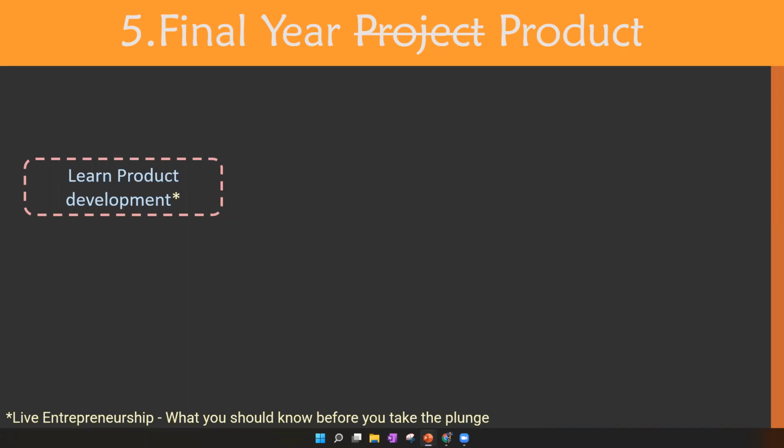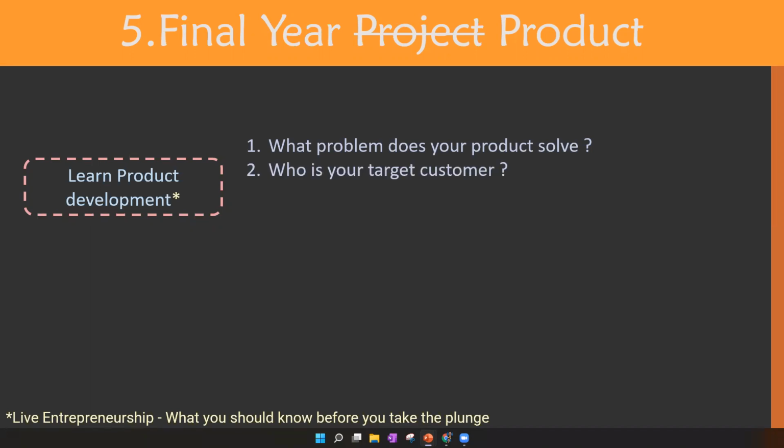And how do you learn product development? There are, again, tons of material online. You search in YouTube, you get a lot of videos. I recently watched one video and I found that very impressive. It's live entrepreneurship. The title goes like, what you should know before you take the plunge. This is a short video for entrepreneurs who want to do something of their own, right? They want to develop a product. Now, this talks about 5 key questions that any entrepreneur should ask himself or herself. I'll list those 5 key questions that are prescribed in that video.